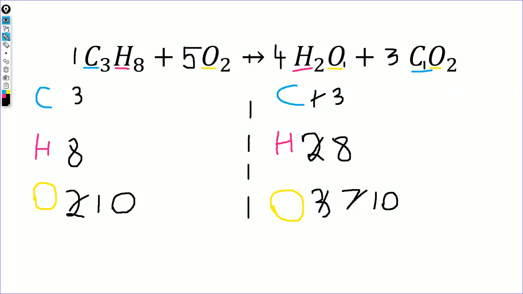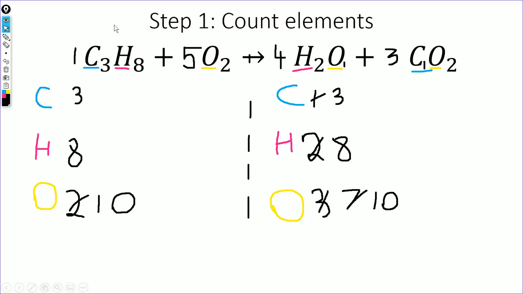So now I'm going to go over this step by step as to how I did it. Step 1. We wanted to count the elements. We counted them, right? 3, 8, 2, 1, 2, 3. We noticed that nothing was balanced.